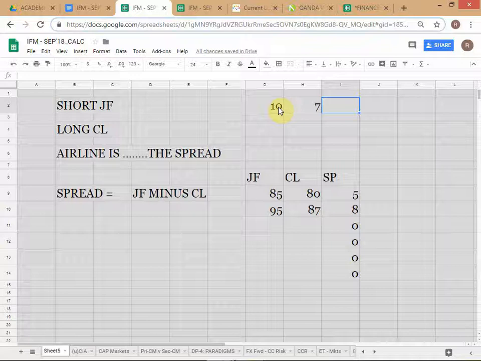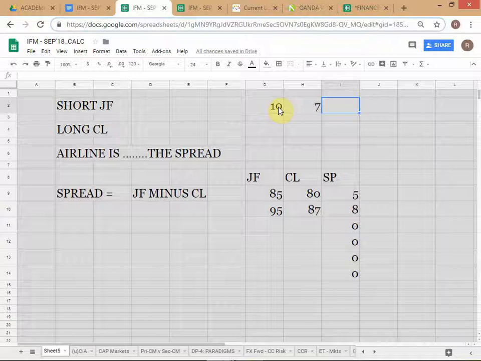So now we have to understand what we mean by a spread position. This is a spread position, okay, that you are short jet fuel, long crude oil. So actually you are short the jet fuel crude oil spread. Okay, so you are short. So if the spread rises, if the spread widens, that means jet fuel rises more than crude oil, you will lose money. Okay, otherwise you will make money. Okay. So this is what you have to understand.